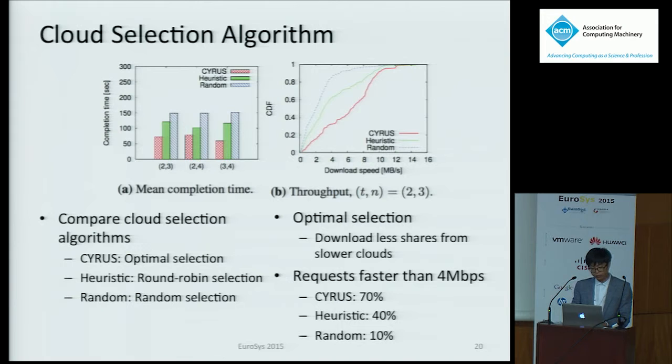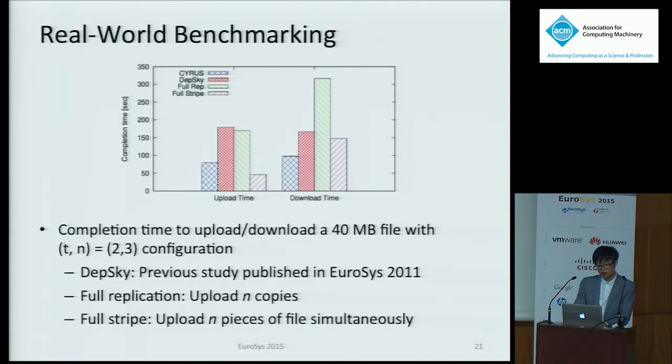You can see the requests faster than 4 Mbps. CYRUS shows that more than 70% of requests are faster than 4 Mbps. And then we implemented CYRUS with four commercial cloud services in the real world. We benchmarked that: we measured upload and download performance, measuring the completion time to upload and download a 40 megabyte file.